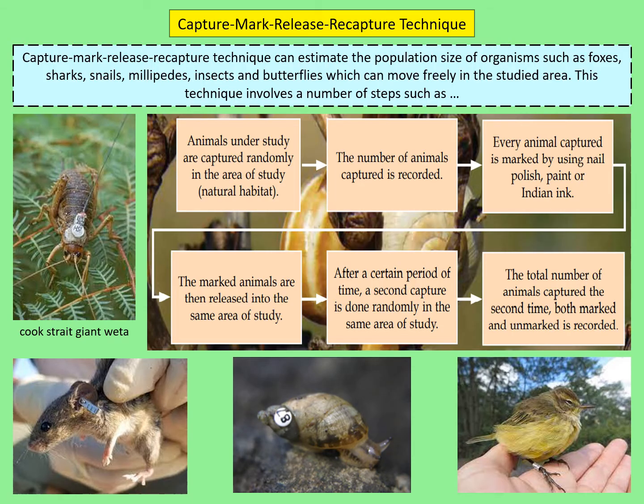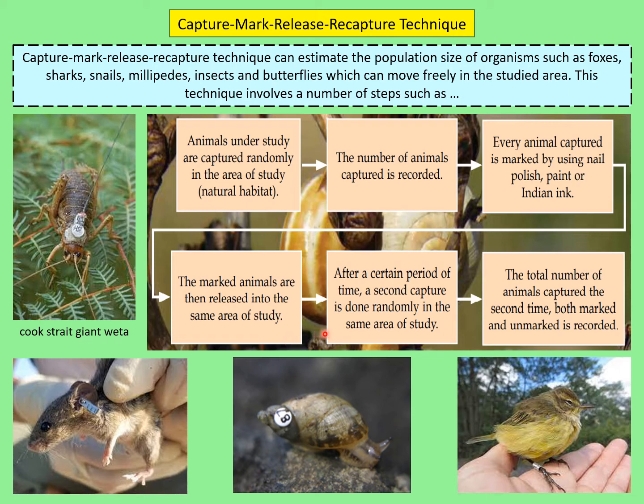The capture, mark, release, recapture technique can estimate the population size of organisms such as foxes, sharks, snails, millipedes, insects, and butterflies, which can move freely in the study area. This technique involves a number of steps. Animals under study are captured randomly in the area of study, marked in their natural habitat. The number of animals captured is recorded, and then every animal captured is marked using nail polish, paint, or Indian ink. The marked animals are then released into the same area of study.